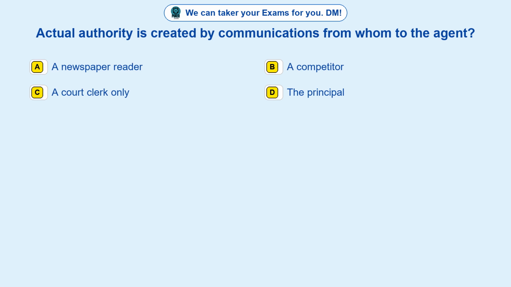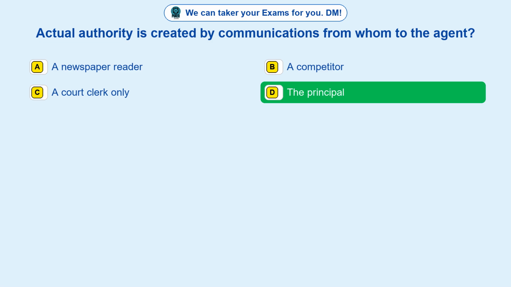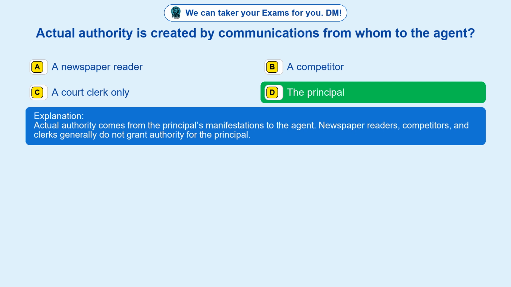Question 62. Actual authority is created by communications from whom to the agent? Option A, newspaper reader. Option B, a competitor. Option C, a court clerk only. Option D, the principal. The correct answer is option D, the principal. Actual authority comes from the principal's manifestations to the agent. Newspaper readers, competitors, and clerks generally do not grant authority for the principal.